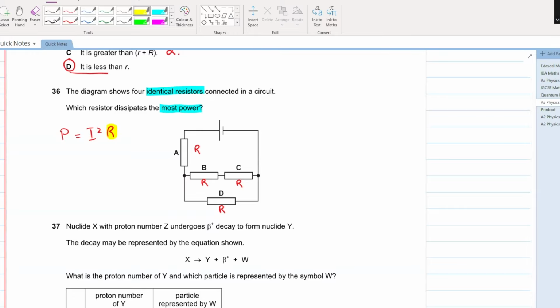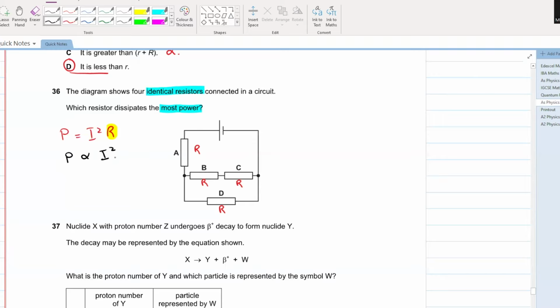If resistance is constant, you can write power is directly proportional to current squared. अब अगर resistance, if your resistance was constant बेटा, power will be directly proportional to current squared. Simple.